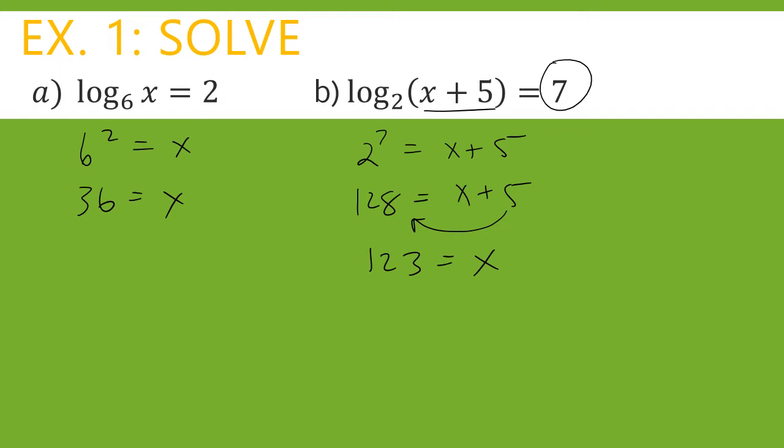Same idea for b. Put 123 in for x. That's log in base 2 of 123 plus 5, which is 128. Change your base formula. Log of 128 divided by log 2 should be 7. Easy peasy, right?